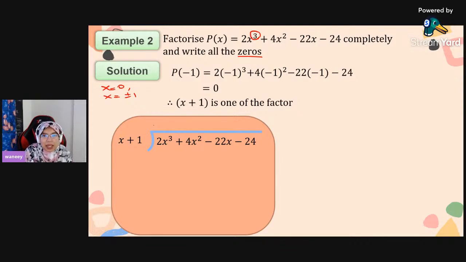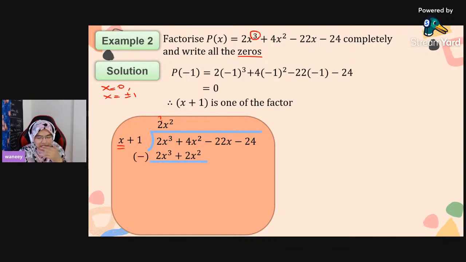Okay, so now let us do the long division. So think first, x multiply with what in order to get 2x cubed? The answer is definitely 2x squared. So we will need to multiply with 2x squared. So x multiply with 2x squared, I will get 2x cubed. 1 multiply with 2x squared, I will get 2x squared. So it will become 2x squared plus 2x squared. And then of course you have to deduct them.